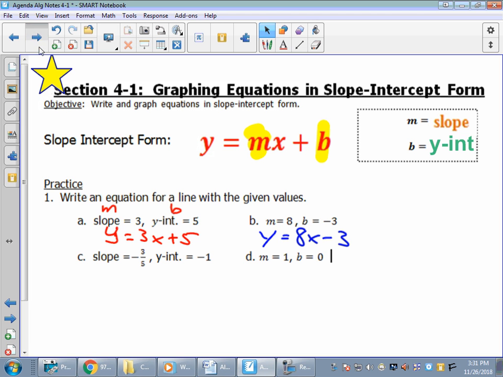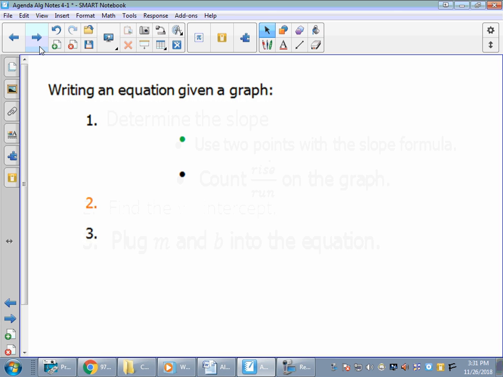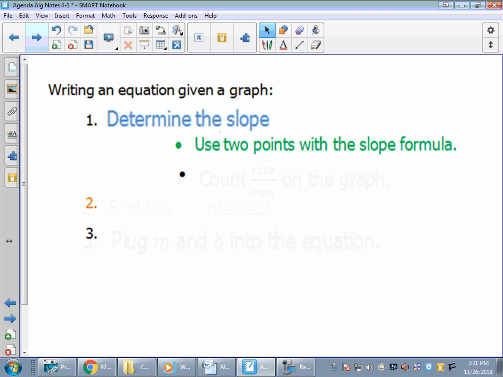Okay, so moving on. We want to write an equation given a graph. They're going to give you a graph, and we're going to have to write an equation based on that. A couple things we have to do. First things first, we have to determine the slope. That's number one. And you've got a variety of ways in which you can do that. I'm going to list 2 of them here. One way, if you've got 2 points, 2 coordinate points, then we can use the slope formula, y2 minus y1 over x2 minus x1. That's an easy way to find the slope.